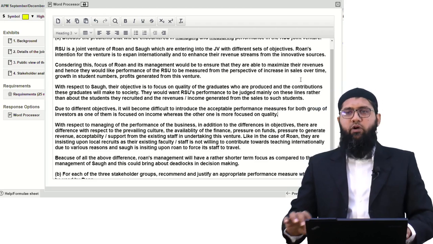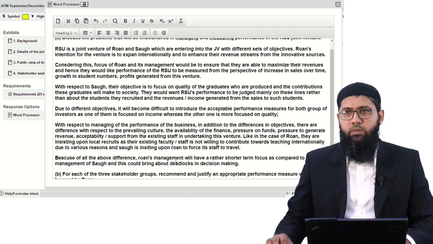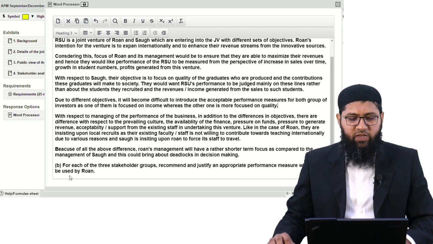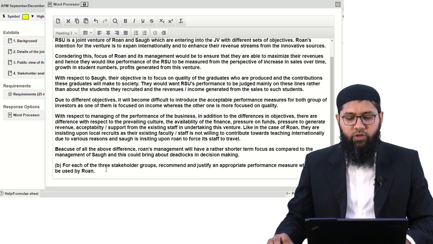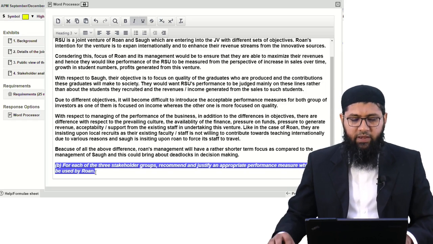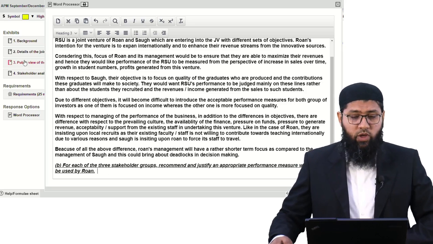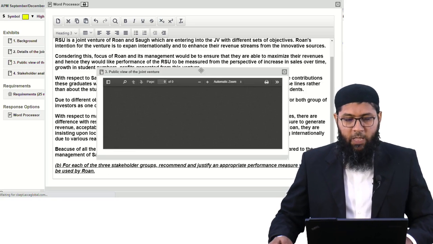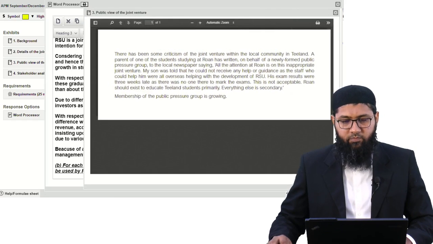Okay, let's move a bit forward. Let's discuss further. The next aspect of this question is that for each of the three stakeholder groups, recommend and justify an appropriate performance measure which could be used by Roan. Now, what next is there? Let's try to understand.